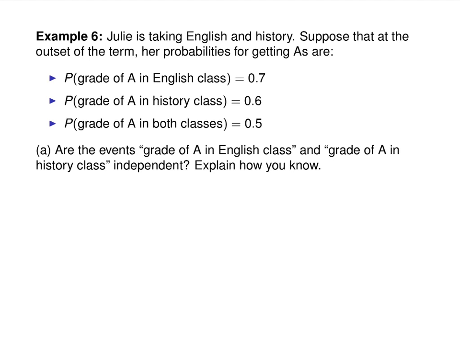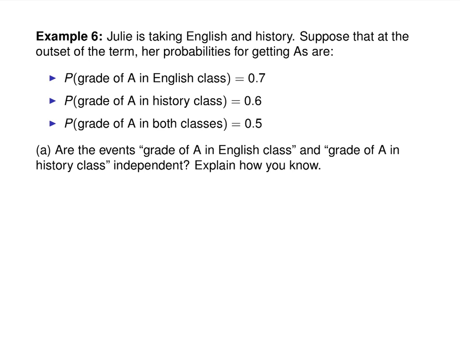So Julie is taking English and history. Suppose that at the outside of the term, our probabilities of getting A's are 0.7 for English class, 0.6 for history, and grade of A in both classes is 0.5. Are those events independent? Yes or no? How would you check? Don't rely on intuition.